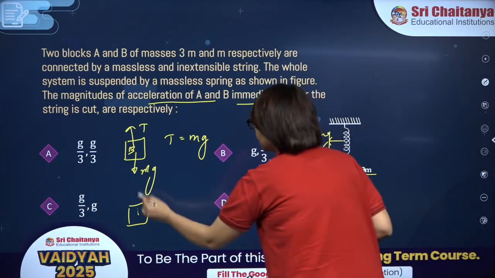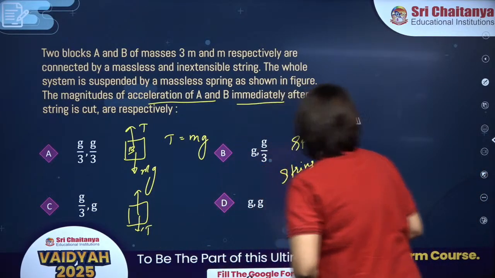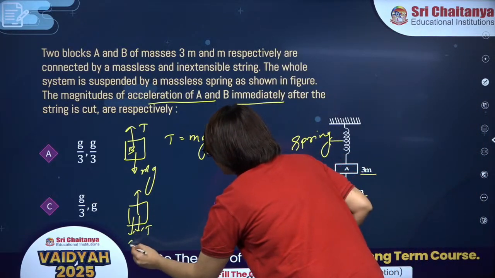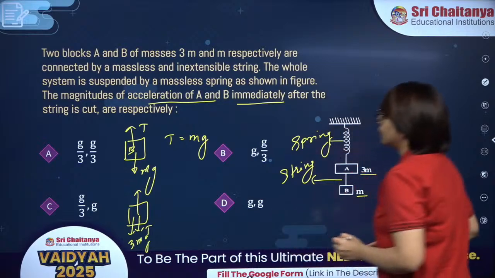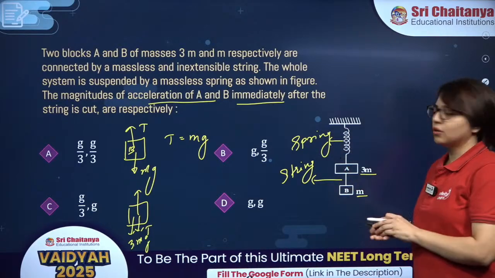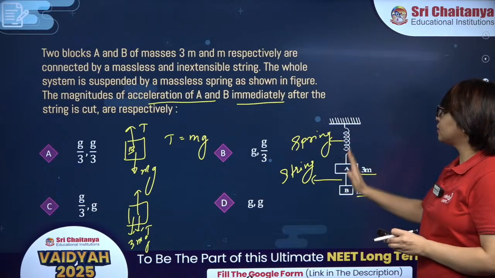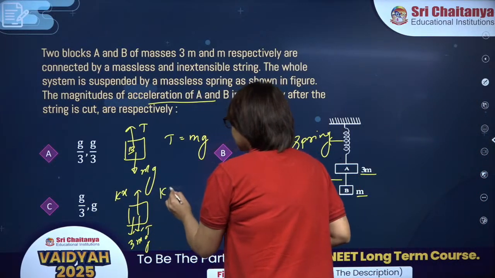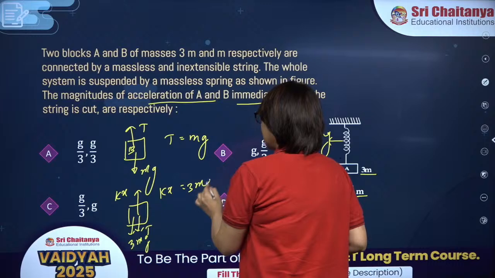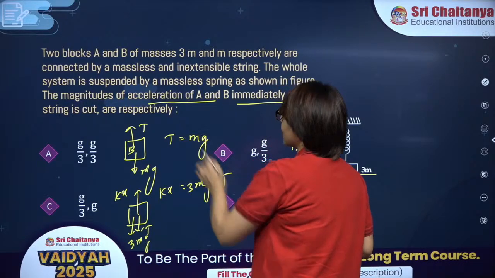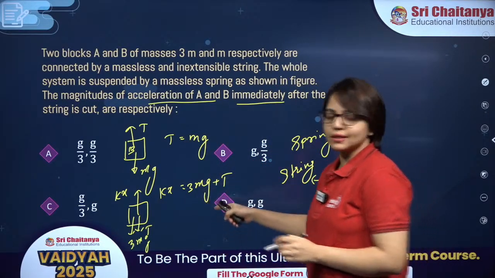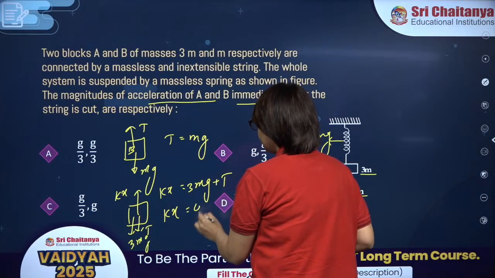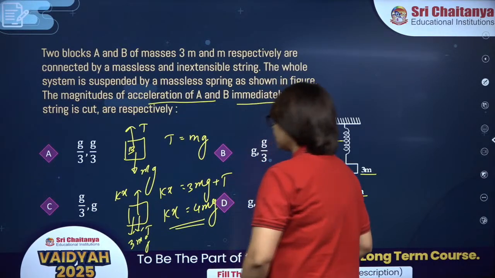So the string will try to pull this block A in the downward direction with tension T, and it is having 3mg gravity in the downward direction. And the force over here is Kx provided by the spring in the upward direction. So Kx is balanced by 3mg plus tension, but tension is balanced by mg over here. So Kx is nothing but 3mg plus tension, which is 3mg plus mg, 4mg. This is what we have so far.